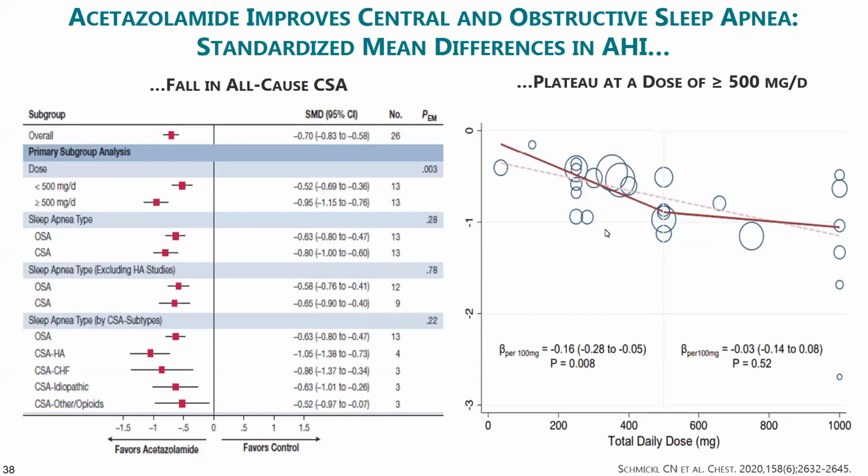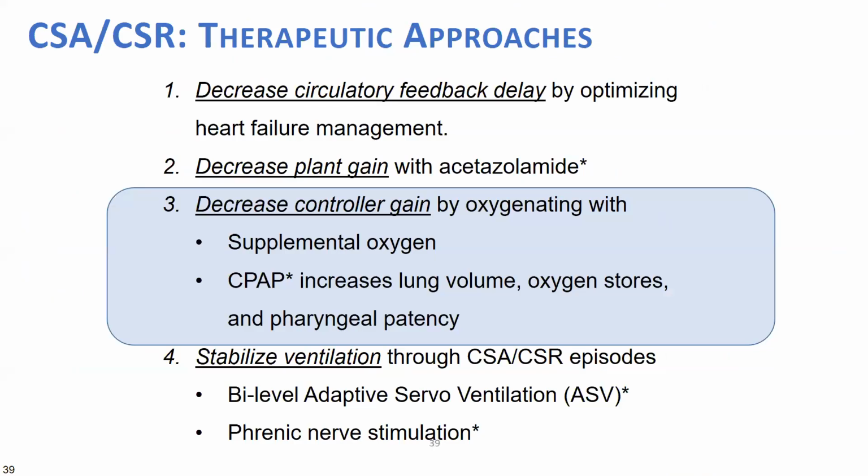I tend to start low at 125 to 250 milligrams, and only increase in larger individuals who have a higher BMI. But this can temporize and can result in some improvement in central sleep apnea. Controller gain is represented really by the effects of oxygen on the CO2 ventilatory response curve. And we commented that if we can decrease the sensitivity of the ventilatory response centers by oxygenating or reoxygenating our patients, we can perhaps mitigate central sleep apnea.